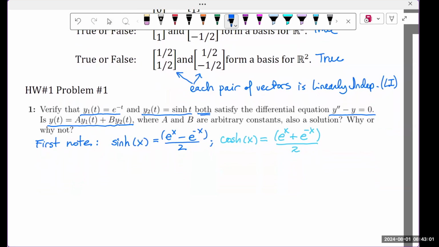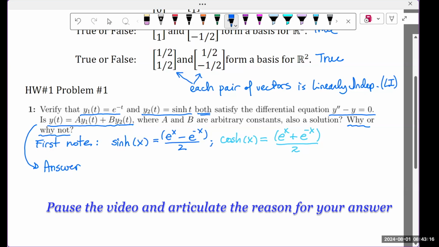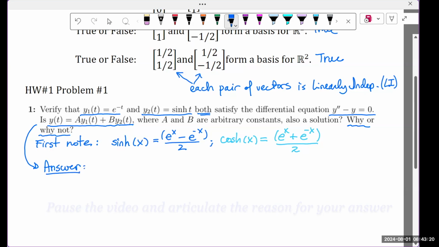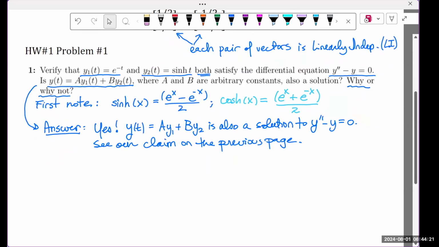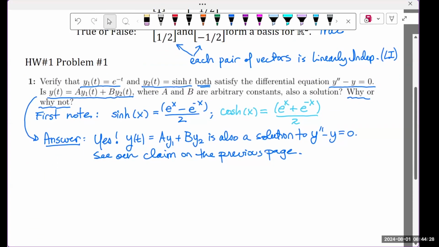As to the question about whether y is also a solution to the differential equation, what do you think the answer is, and can you explain why? Take a second, pause the video, and make sure you have the answer clear in your own mind. The answer is yes, because we are taking a linear combination of two solutions that satisfy a linear homogeneous ODE.